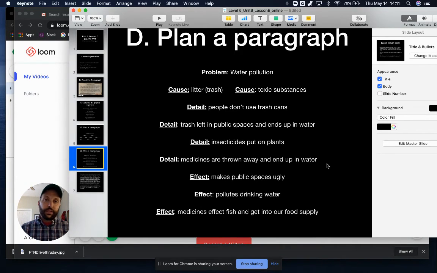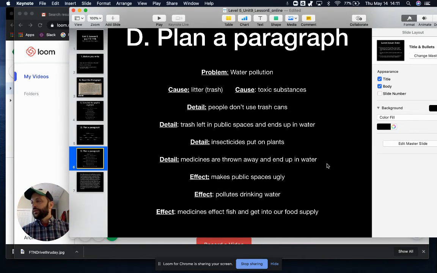You could write about anything. If you want to give this a try, you can even Google if you need to. If you need help thinking about what would be an environmental problem I would want to write about, you can Google them and find different kinds of problems.